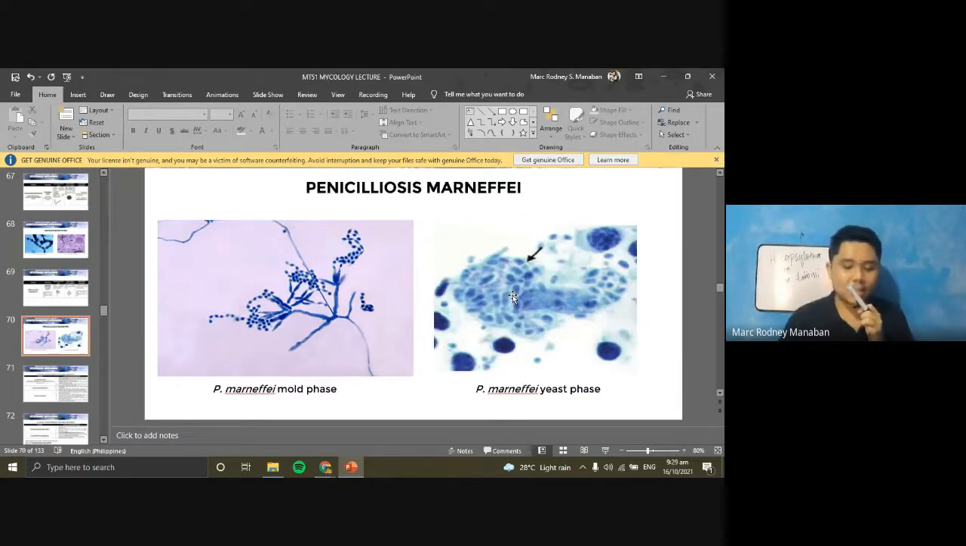Alright, so here's a picture. This is the common appearance of your P. marneffei. Similarly siya with Penicillium with the conidia and all that. But for the yeast phase, as you can see, kanina na arrow, this is the septum na gipasabot, transverse septum. Okay, alright. That's for the P. marneffei.